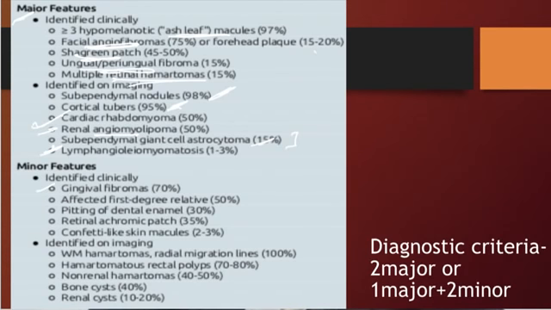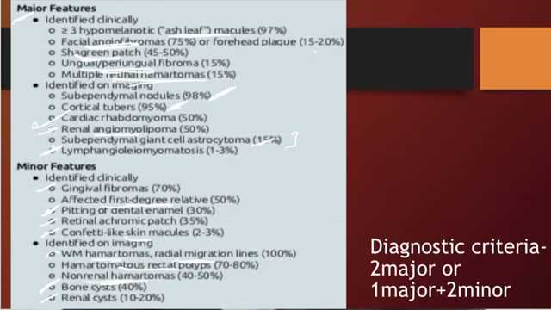What were the minor features? Gingival fibromas. The other dental or oral manifestation was pitting of dental enamel. We saw one ophthalmologic feature, which was retinal achromic patch, confetti-like skin macules, and a family history is also included in minor features. What were the other features? White matter hamartomas or radial migration lines, which we saw were radiating from the cortex up to the ventricle surface. Hamartomatous rectal polyps, non-renal hamartomas, bony cysts, and renal cysts.